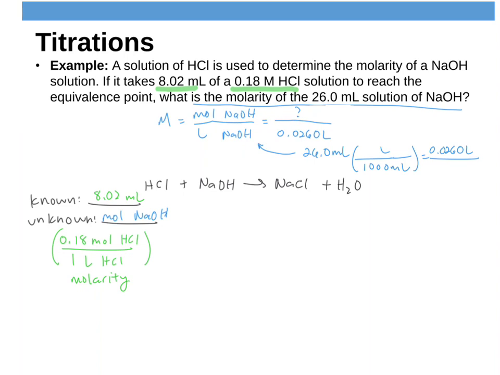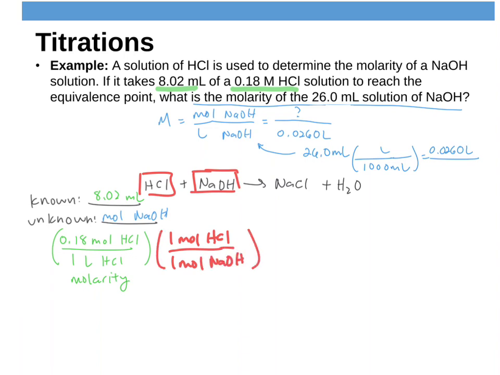And then I'll ask myself, what other conversion factors do I need? Since this is stoichiometry, I need a mole ratio between the two things that I'm concerned about. I start with HCl and I'm getting to sodium hydroxide, so I know my mole ratio here is going to be 1 to 1. I have 1 mole of HCl for every 1 mole of NaOH. And that's fair to say, especially because we're going to the equivalence point. We know we have equal amounts of them.